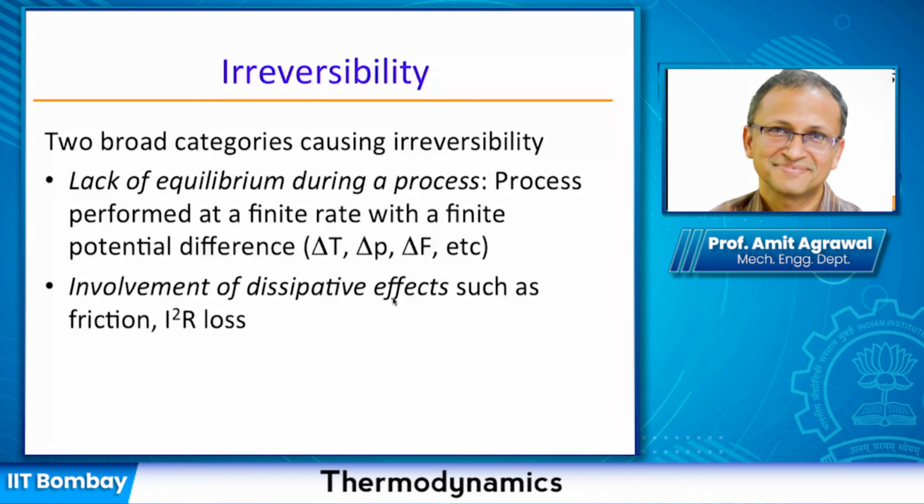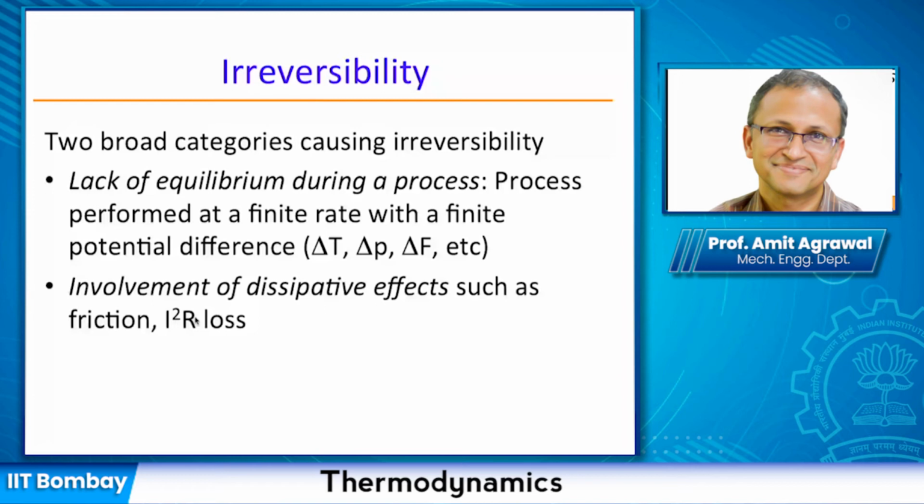So if you have equilibrium not being satisfied, then it is definitely an irreversible process. And if it is a dissipative process, that means there's friction or ohmic heating or such losses. Like if it is an electrical system that you're looking at, then of course the equivalent of friction is I square R loss in an electrical circuit. So all these dissipative effects would lead to irreversibility.